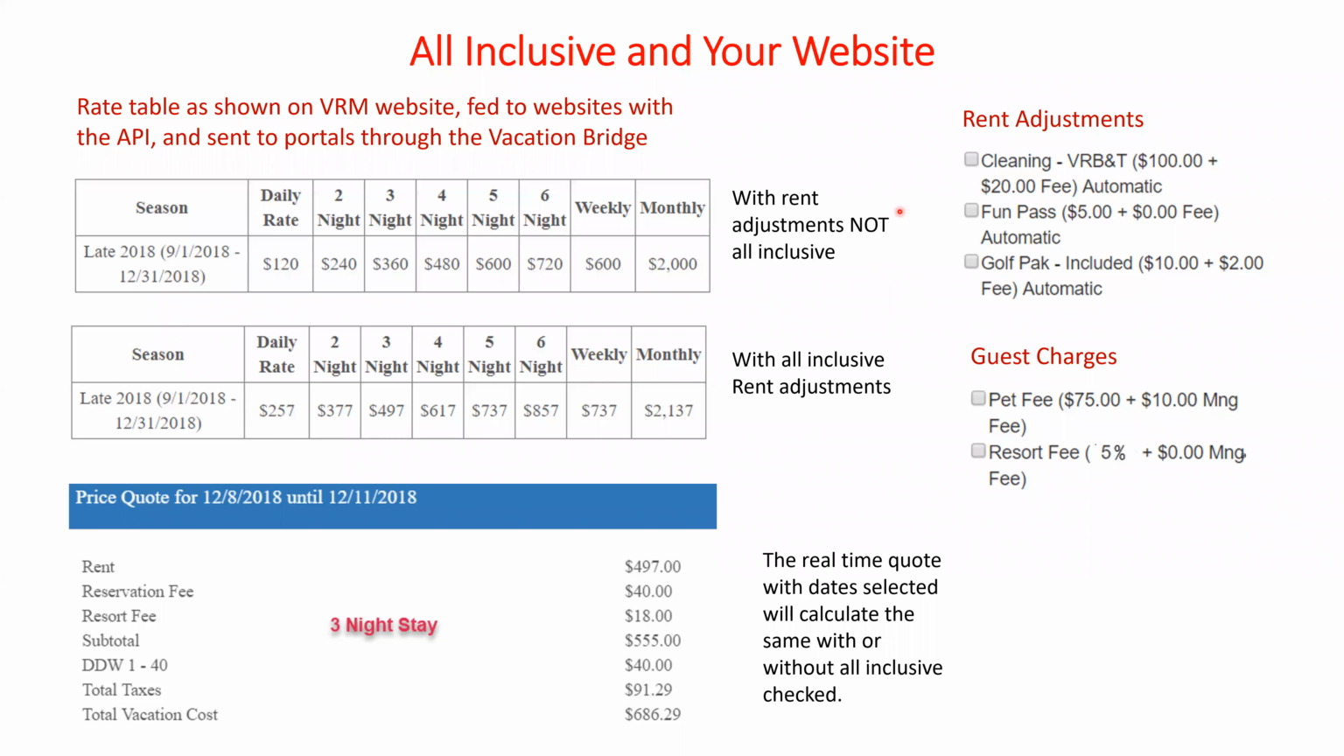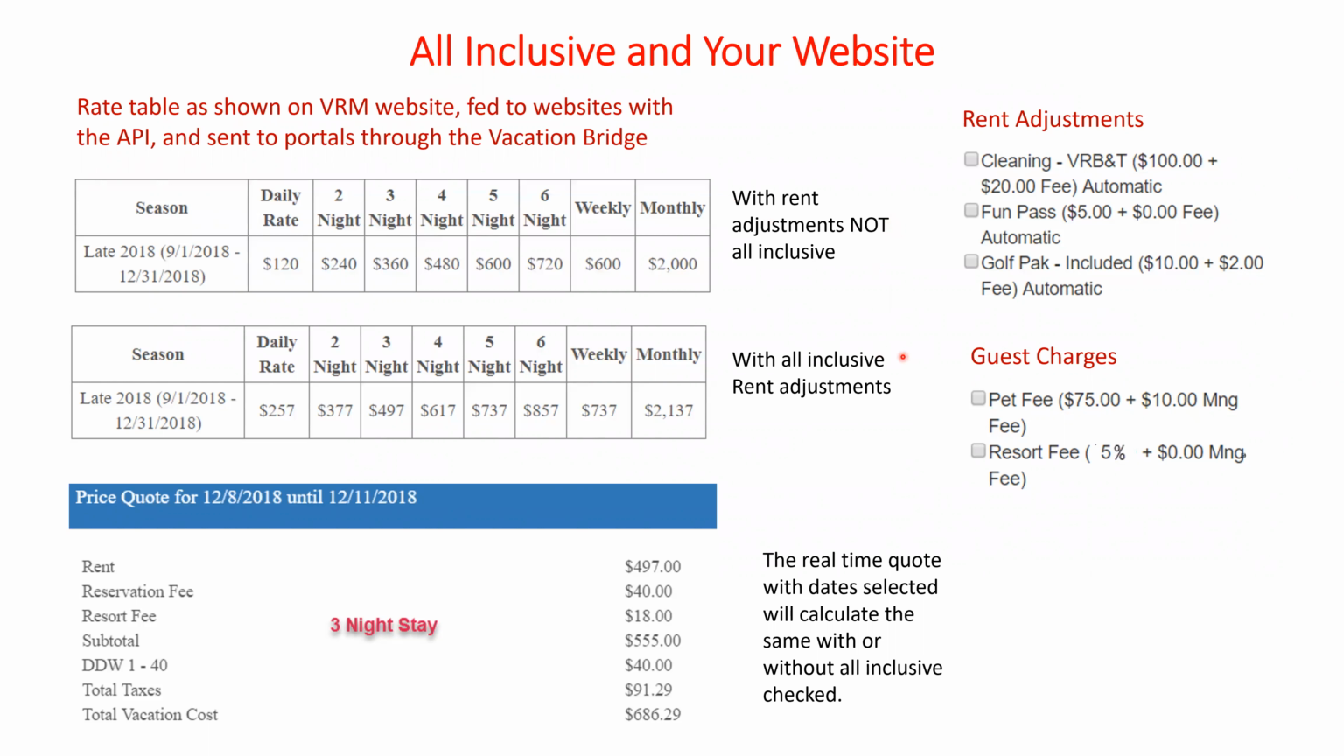So with the rent adjustment not all-inclusive, what we see here is the calculated rates, which is only the stay length times the daily rate. So your 4-night stay is 120 times 4, and that's what it's going to show.